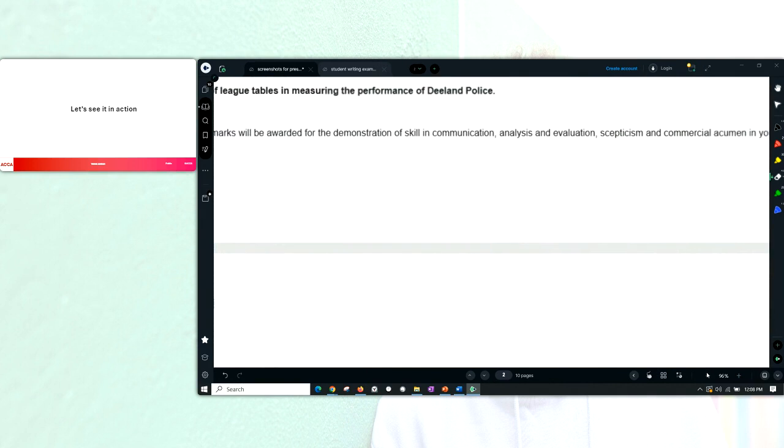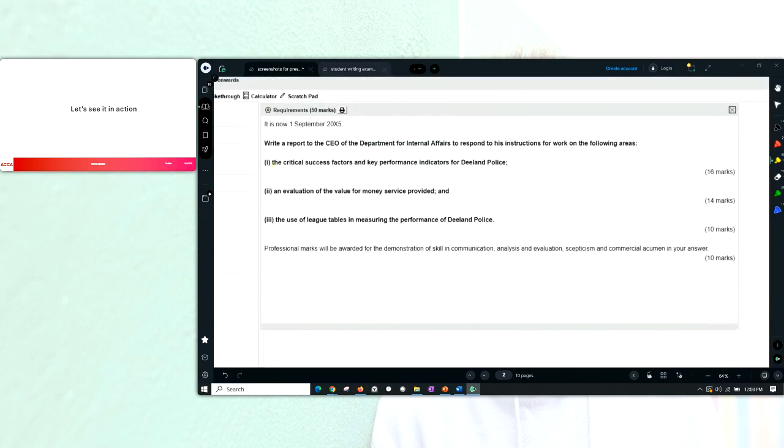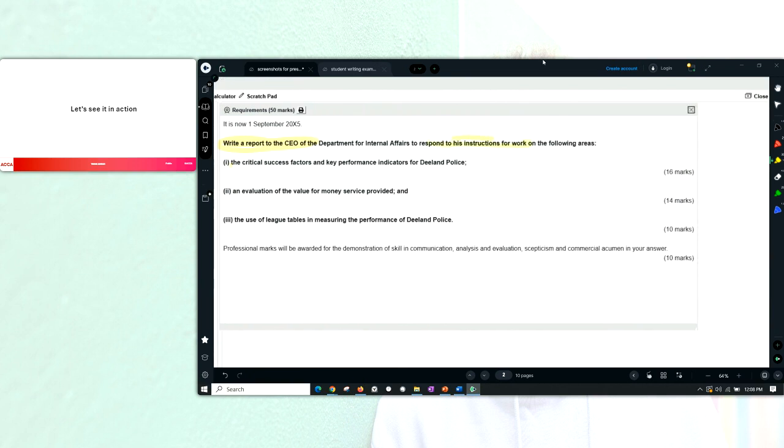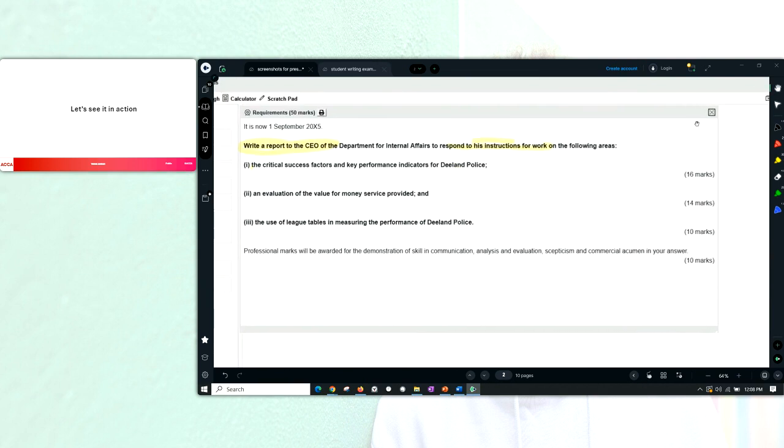I now have the requirements tab open for question 1. And we see we need to write a report. Guys, in APM, it's always a report. SBL, it could be different documents. It's always a report. And I've got to do 3 things, it seems. I've got to respond to instructions for work around critical success factors, key performance indicators. I've got to provide an evaluation of the value for money service provided. And I see I've got to do something about league tables when measuring performance.